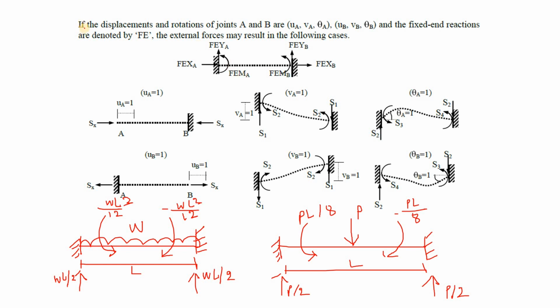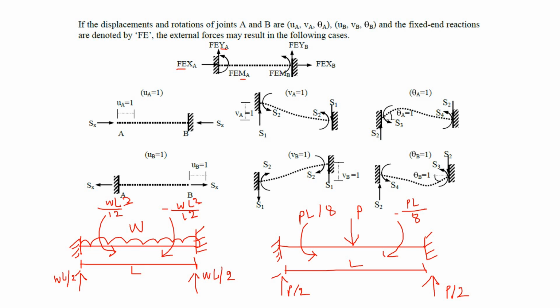Okay, so here when it says that if the displacement and rotation of joints are denoted by BR, and the fixed end reactions are denoted by FE. So the fixed end reactions, if there was a UDL, the fixed end reaction would have been WL by 2 and WL squared by 12. These are actually being denoted by FE here: fixed end reaction for the X direction, fixed end reaction for the Y direction, fixed end reaction for the M direction.